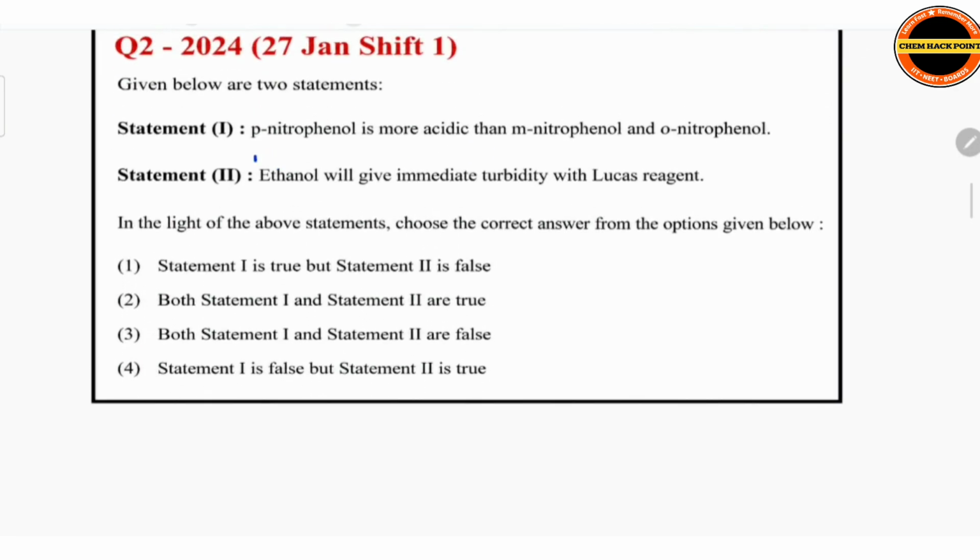But ethanol cannot give turbidity immediately. First it turns into aldehyde form upon oxidation, and then it gives the test with Lucas reagent. It is not immediate, it will take some time. Within 30 minutes you will get turbidity. So statement 2 is wrong, statement 1 is correct. Ethanol will give turbidity very slowly, so it is not immediate. Statement 2 is false. So statement 1 is true, but statement 2 is false. So it is option 1.